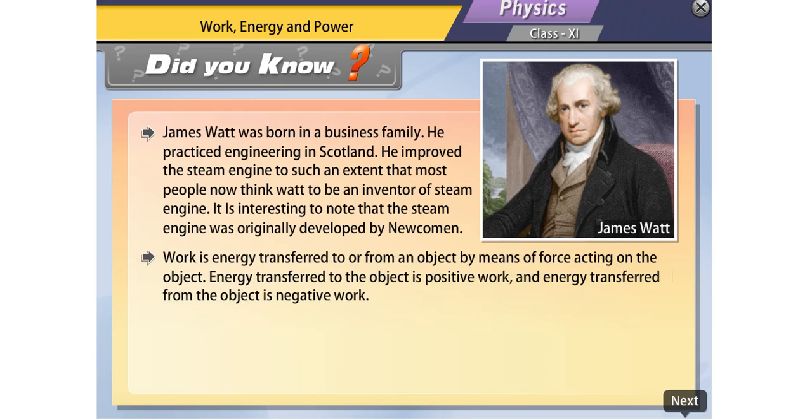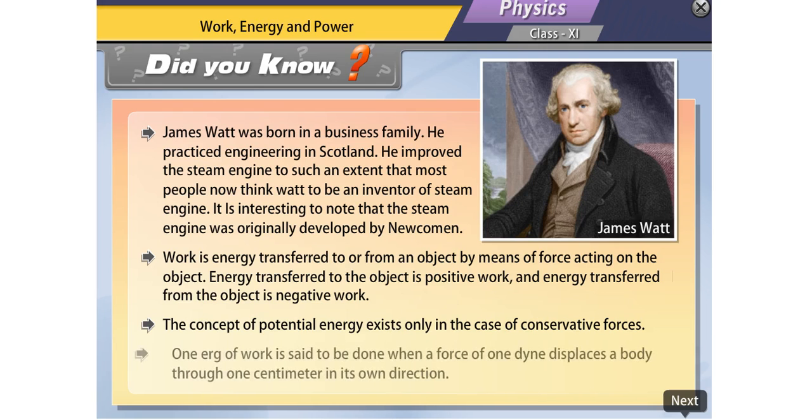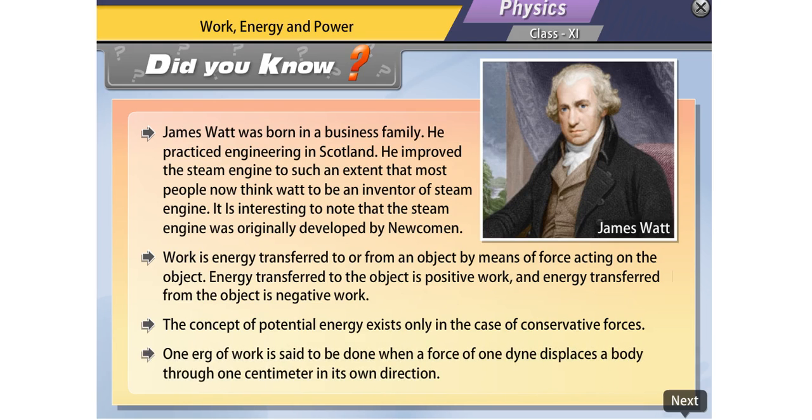Work is energy transferred to or from an object by means of force acting on the object. Energy transferred to the object is positive work, and energy transferred from the object is negative work. The concept of potential energy exists only in the case of conservative forces. 1 erg of work is said to be done when a force of 1 dyne displaces a body through 1 centimeter in its own direction.